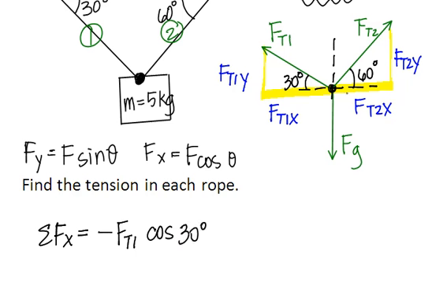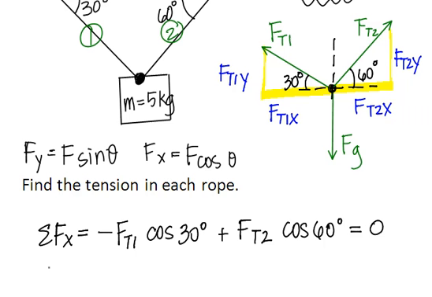What about FT2? Does it have an x component? It's positive. It's positive FT2, and then it would be the cosine of 60 degrees. Does the gravitational force have any over? No, it's just down. Is that all my forces then? Are those all my forces? And that equals 0.